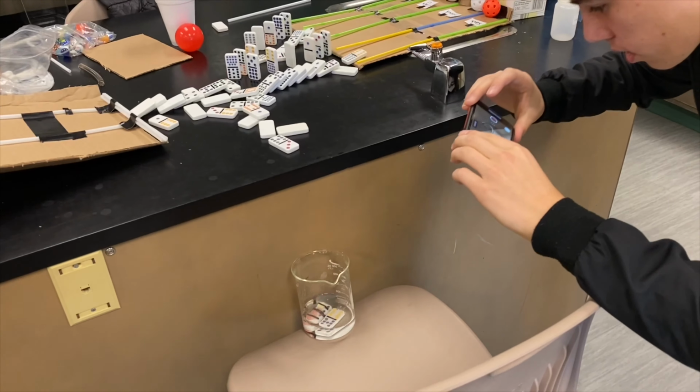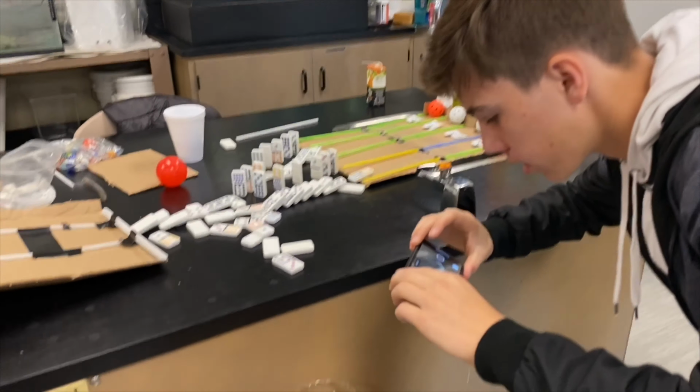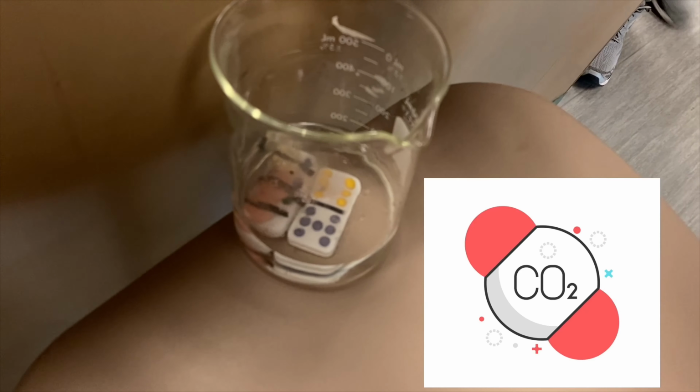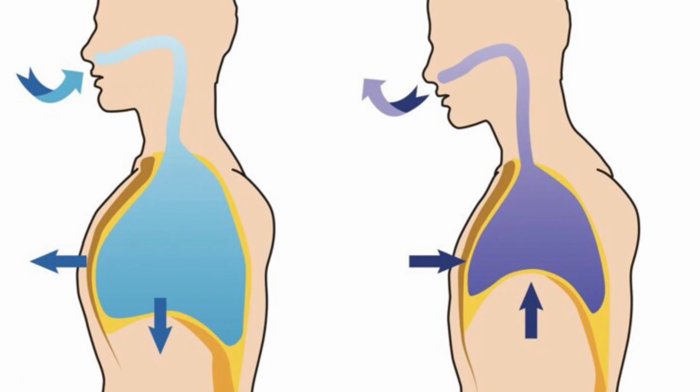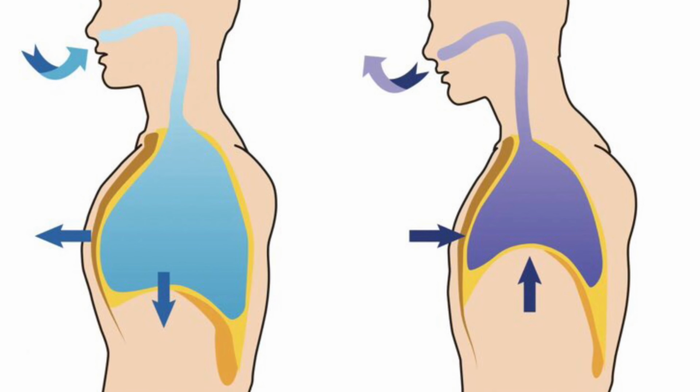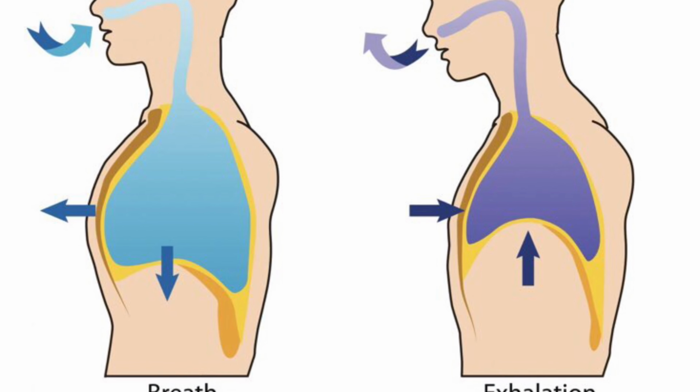From our video, we had Tums that were dropped into vinegar where the Tums acted as a base and the vinegar acted as an acid. So, in our video, when they reacted, carbon dioxide was produced. The carbon dioxide represents exhalation, which is what we do a lot when we exercise.